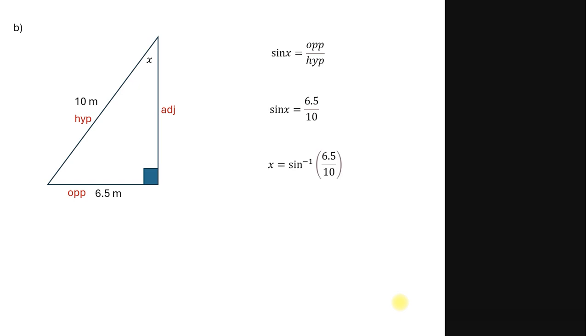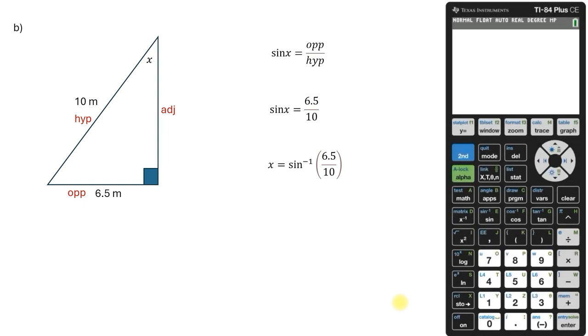We're looking for an angle, so we'll be using the inverse sine ratio. We can say x equals the inverse sine of 6.5 over 10. Using our shortcut, we'll go to the inverse sine and type in 6.5 divided by 10, close our bracket, enter, gives us a value of 40.54 degrees.